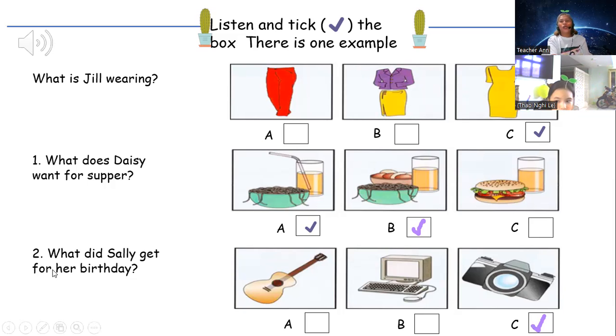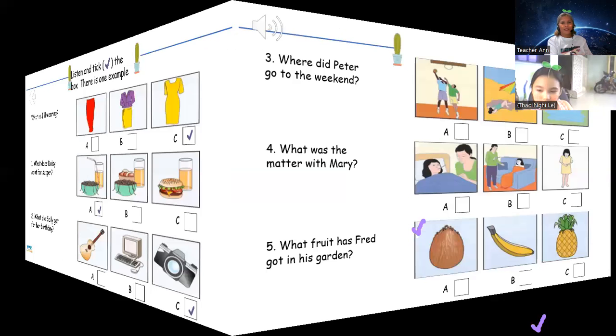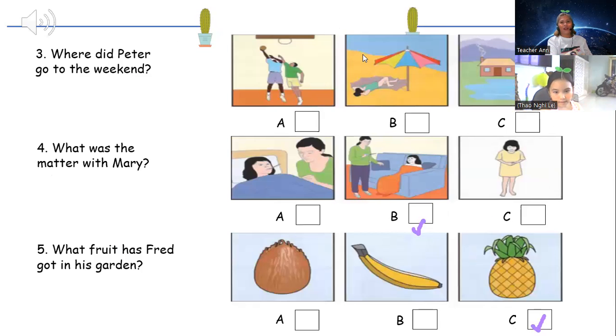Okay. Two. What did Sally get for her birthday? Letter C. Very good. It's a camera. Okay. Now, let us have here. Okay. Please listen. 3, 4, and 5. Okay. Where did Lettie go at the weekend? Please listen.